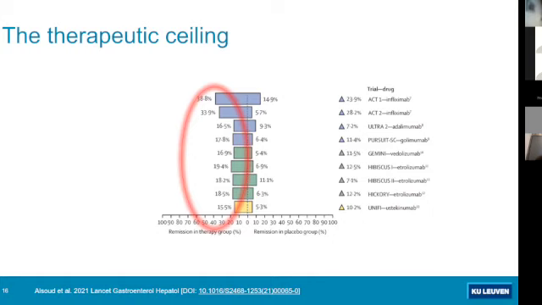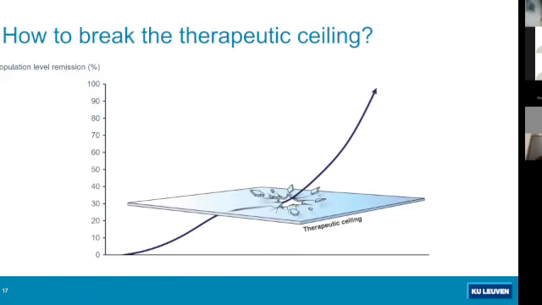And for other monoclonal antibodies, the remission rates are even lower. So although these are very powerful drugs, they are certainly not powerful enough to treat every patient. And this is what we call the therapeutic ceiling. These drugs can only do that much. And we are using TDM to break this therapeutic ceiling. And now it shows that we can, but TDM is not going to be the only solution.